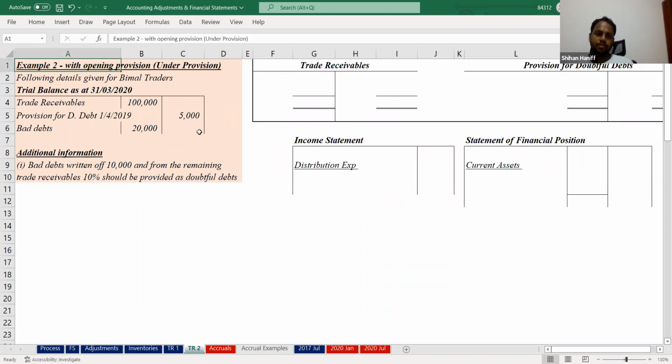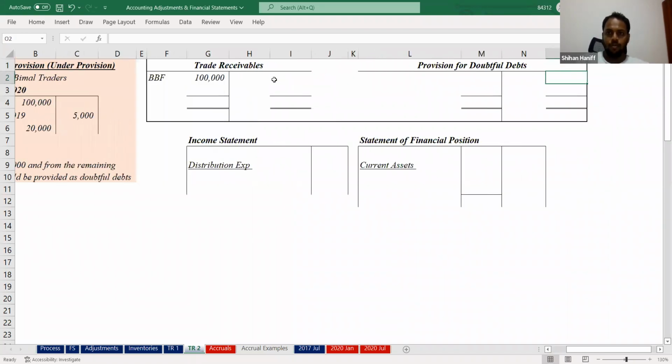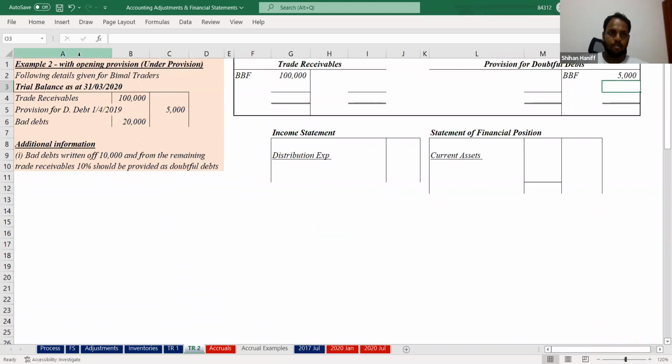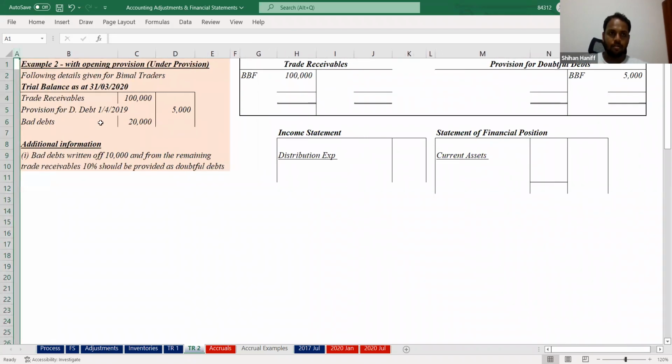With opening provision, under provision. There is an opening provision balance. Can you all try this?